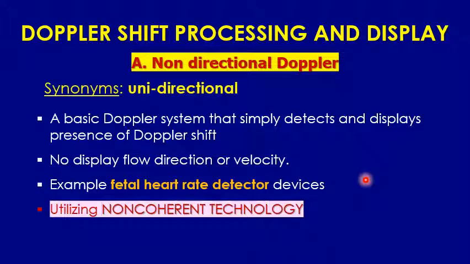So here we have a little detail about the non-directional or non-coherent Doppler technology, or unidirectional. Sometimes it's given the same name. This detects and displays the presence of the Doppler shift, not its direction, not its value. How much the velocity is, it doesn't tell. So in this display we have only the presence or absence of Doppler shift. This is called the non-coherent technology. This is used in the fetal heart rate detector.